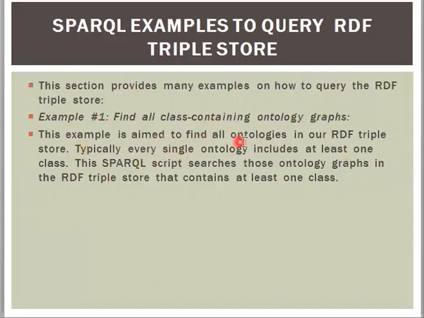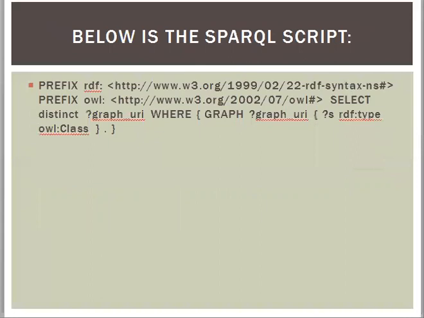The second example is aimed at finding all ontologies in an RDF triple store. Typically, every single ontology includes at least one class. This SPARQL script searches for those ontology graphs in the RDF triple store that contain at least one class. This is a data sample generated while looking at the example or scenario. Whenever a scenario or example is given to us, we first create its data sample, and then we write its SPARQL script.